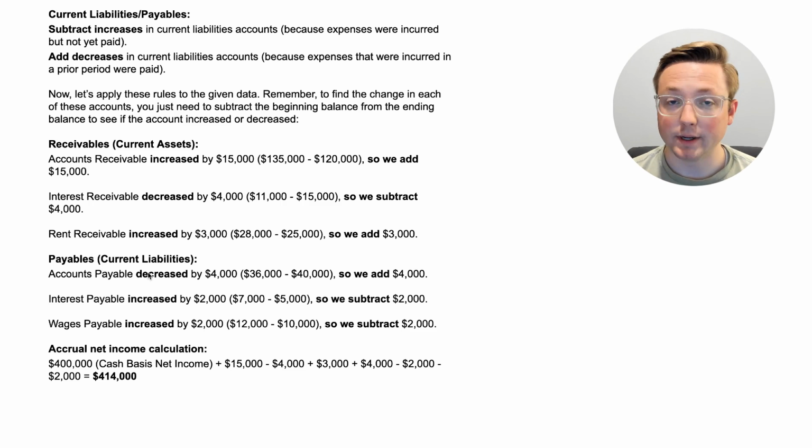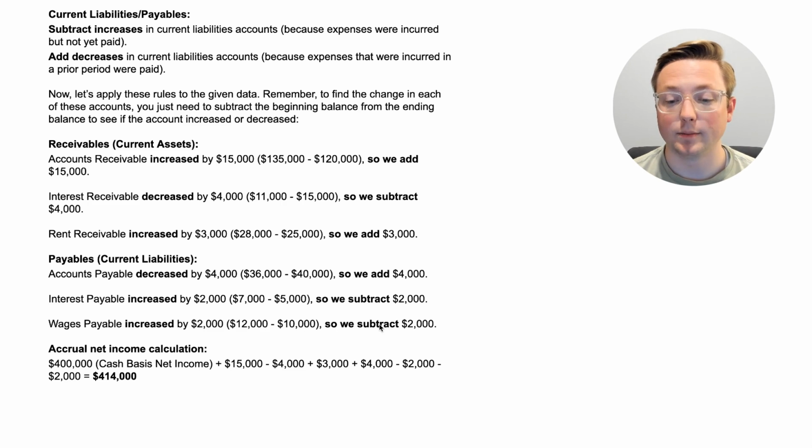Accounts payable decreased, and we know that because the ending was 36,000, the beginning was 40,000. So there's a negative $4,000 there. It decreased, but because it's a payable, it's the opposite, so we add $4,000. Interest payable increased by 2,000. Again, that's the ending 7,000 less the beginning 5,000. That means that it went up. Since it's a payable, we actually subtract that from the accrual. And then same with wages payable, that increased by 2,000. That was 12,000 ending less the 10,000 beginning.